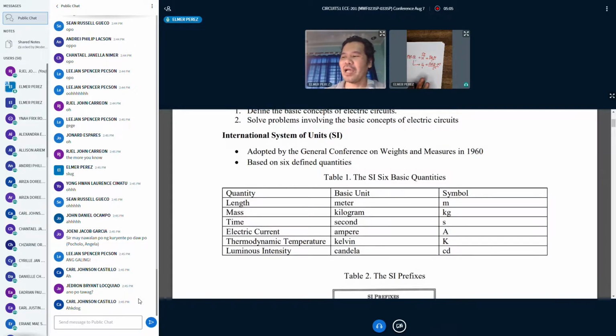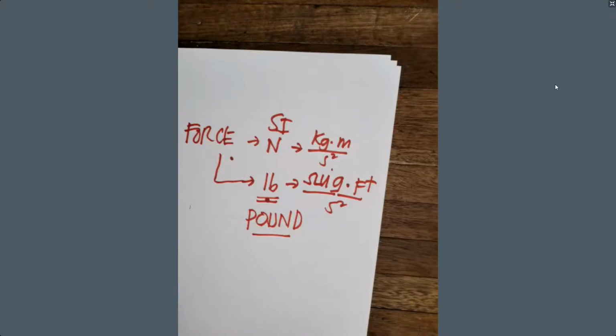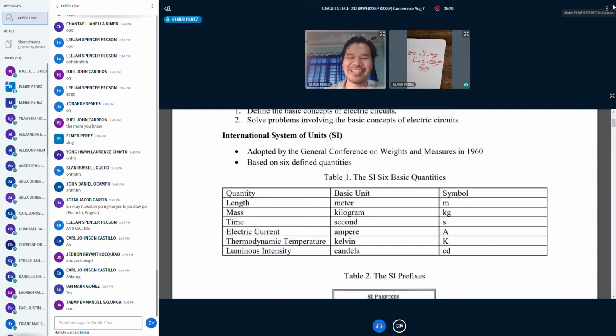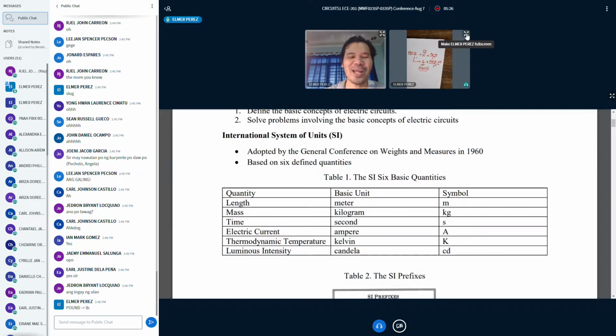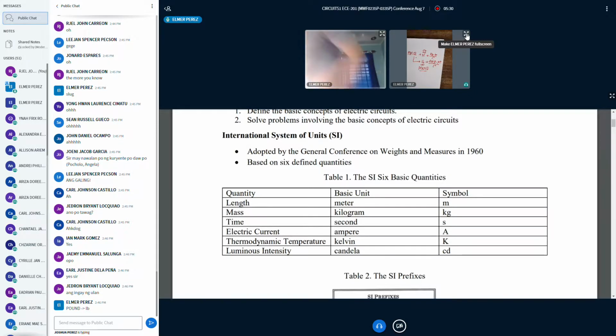Okay? Ngayon, di ba ang pound ay, ang spelling niya ay ganyan. Tama ba? Spelling ng pound, ganyan. Pero bakit ang symbol niya LB? Why?